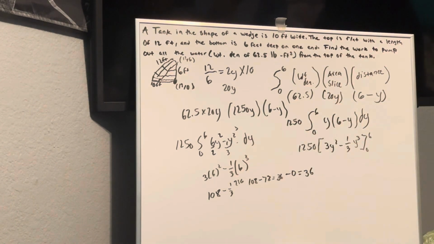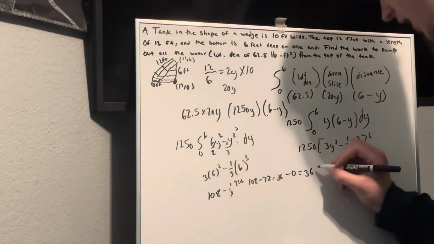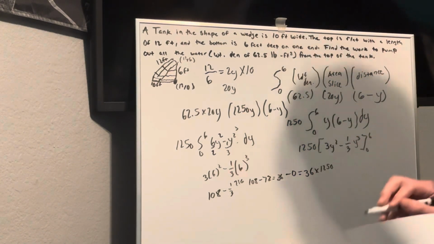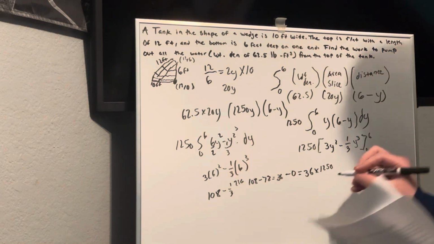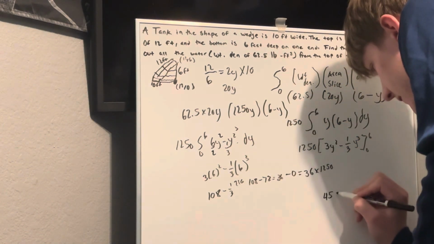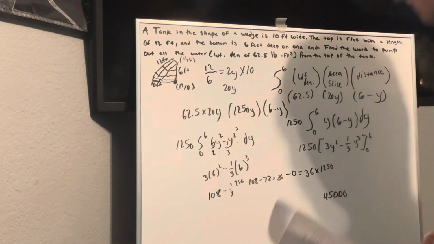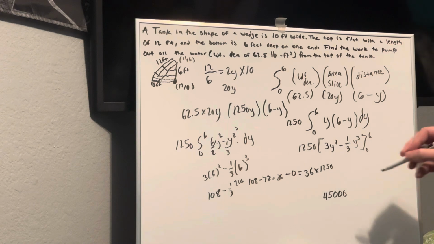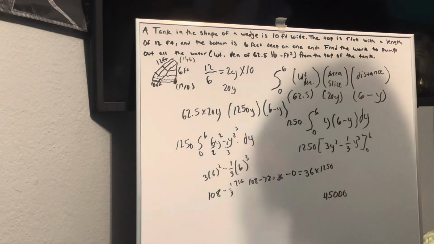But what did we forget? We forgot to multiply this by that 1250. All right, 36 times 1250 is going to give us a grand total of 45,000.